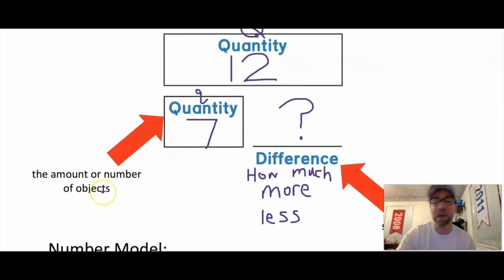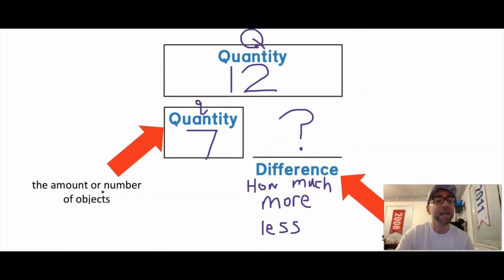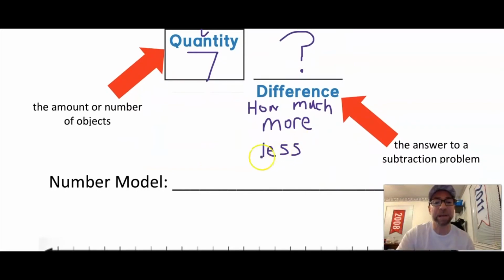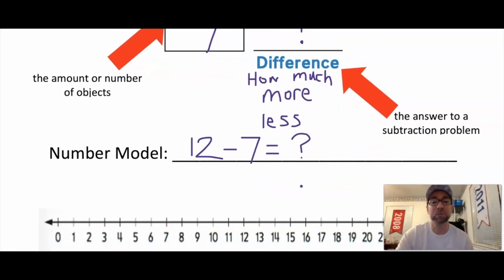Now we need to write a number model for this problem. And I want to show you that because it is a subtraction problem, I start at the top, and that's my first number. 12 minus 7 equals, I don't know. So I'm going to write that for my number model. 12 minus 7 equals, and I'm going to put my little question mark. Now, we know how to find something like that on a number line. There's a couple ways we can do it.